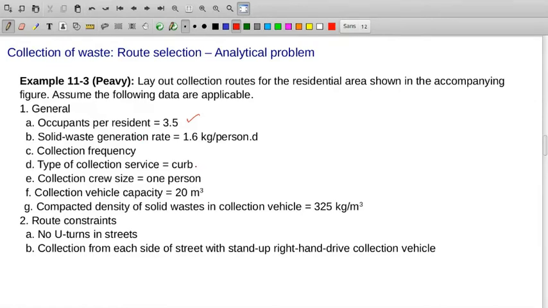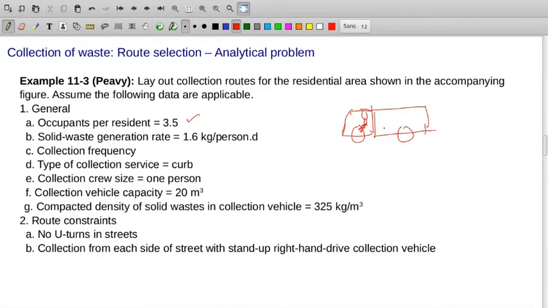That means stationary container system, curbside collection. Collection crew size 1 person. That means the truck is driven by only 1 person. One truck, one collection vehicle, maybe something like this, and only 1 person driving it. It can have a mechanical arm or something like that.